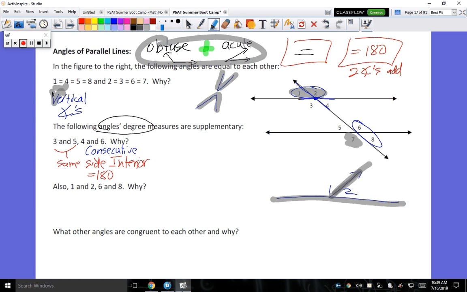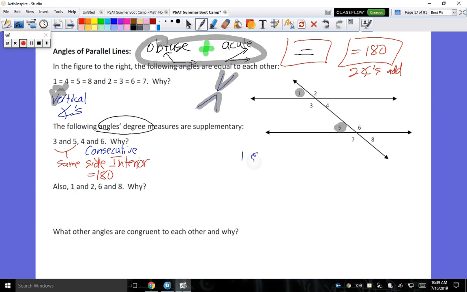Let's now do what other angles are congruent to each other and why. Alright, so let's create our list. We're talking about congruent, not 180 or supplementary. So 1 and 4 we said were vertical angles. Okay, how about 1 and 5? Now I want you to write this in your notes. 1 and 5 are what? They're equal, but they're equal why? What's the formal name for them?